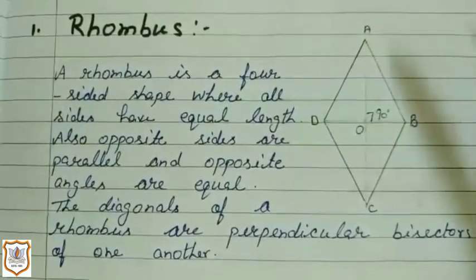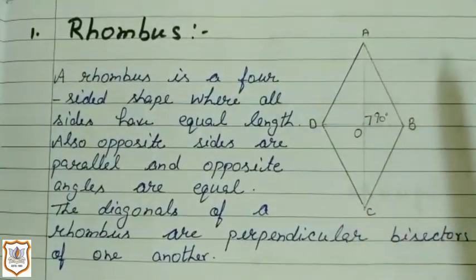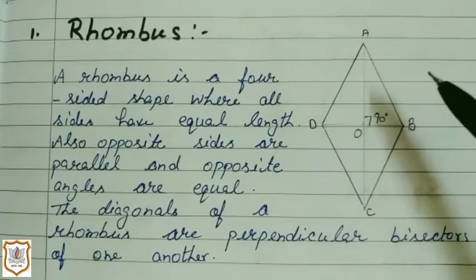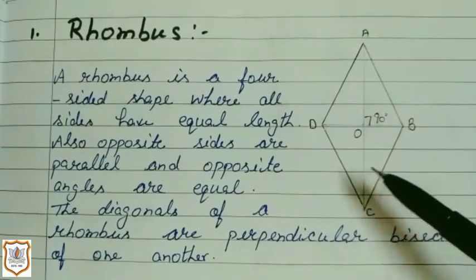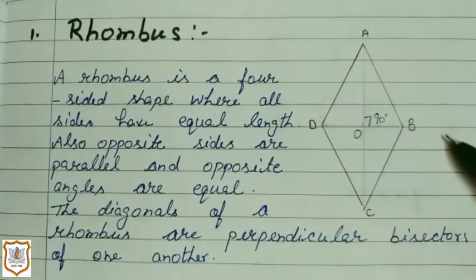Students, look at this figure ABCD. How many sides are in this figure? 4 sides. 1, 2, 3, 4. So this is a quadrilateral.